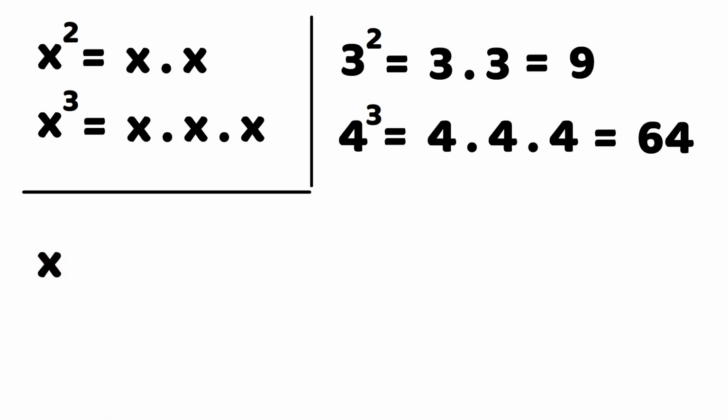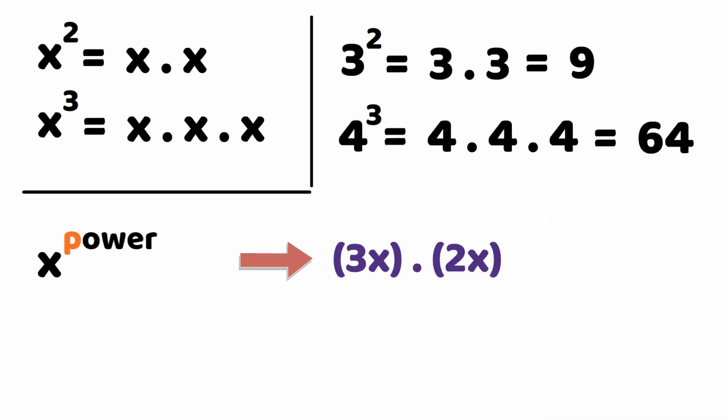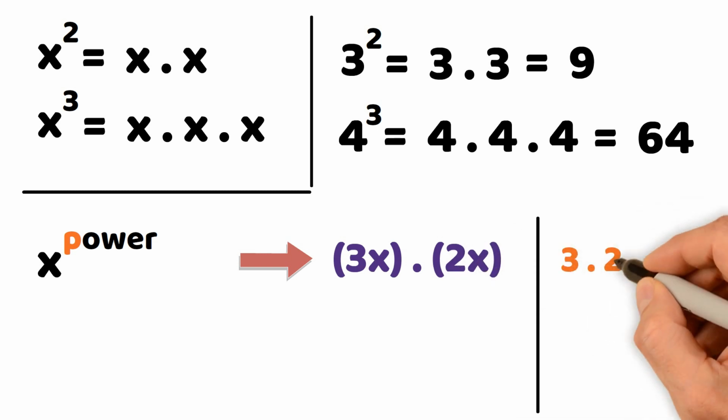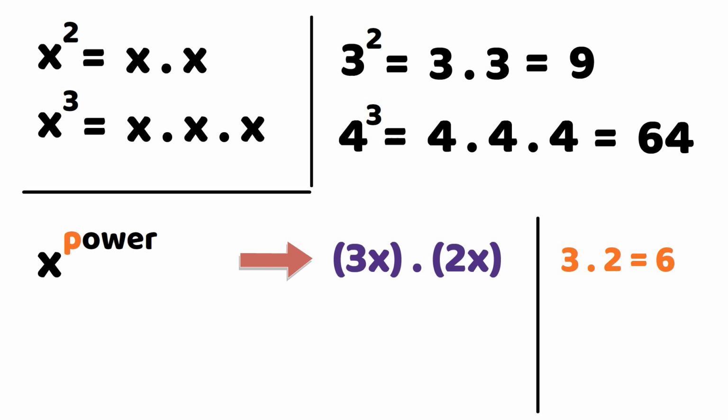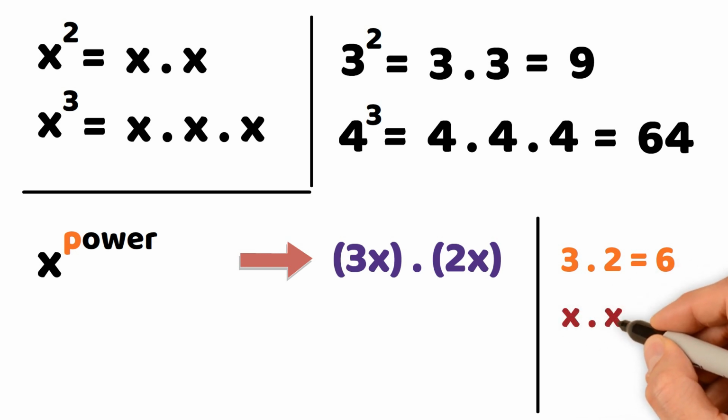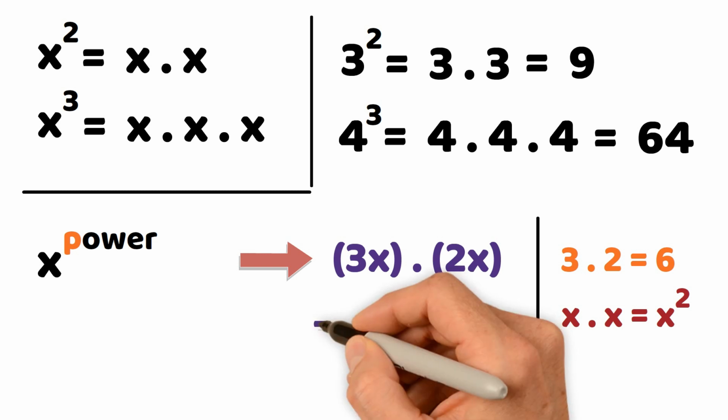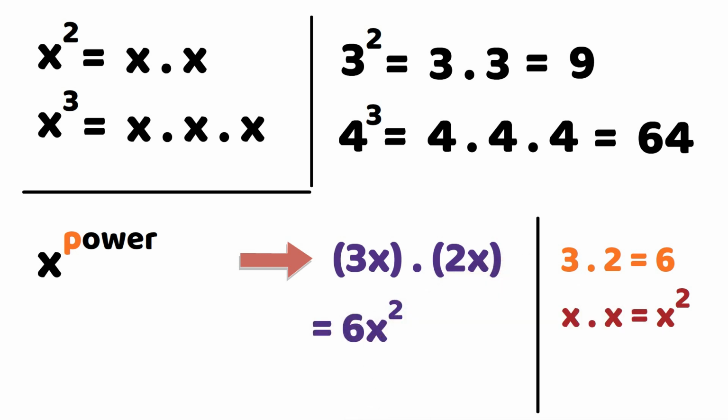In general, x to the p, where p is the power of x, means to multiply x by itself a total of p times. Say we want to multiply 3x times 2x. We multiply 3 times 2, which is 6, but the x variable we combine into a square, since x times x equals x to the second power, or x squared, so we can write 3x times 2x equals 6x squared.